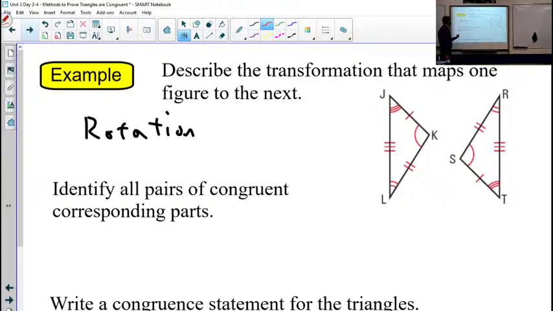So I'm going to start with my pairs of sides. Here's my first tick mark. That is segment J to K. And my tick marks say that J to K, 1 tick mark, should match up with 1 tick mark on the other side, which is down here. So that's going to be T to S. We're matching up the tick marks.